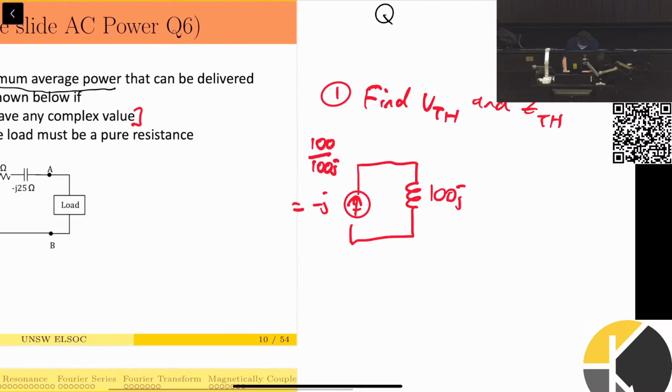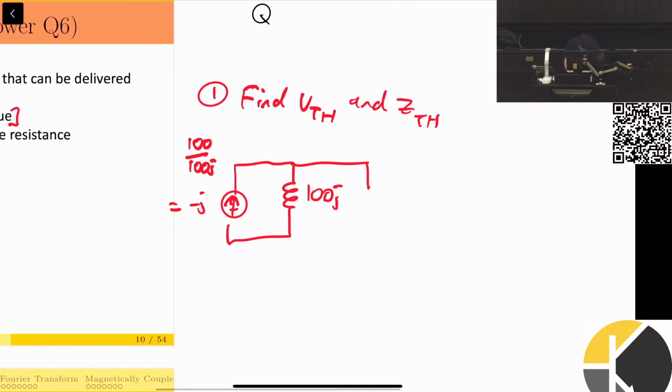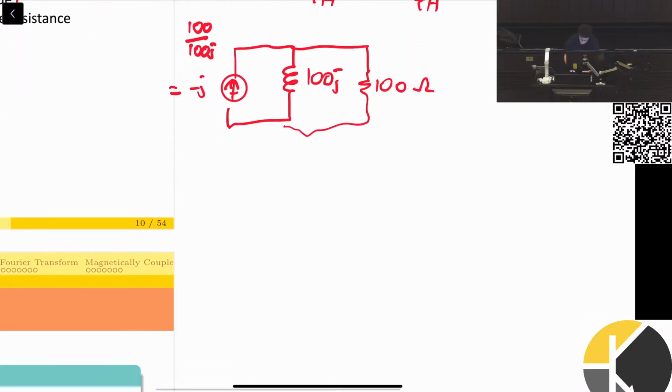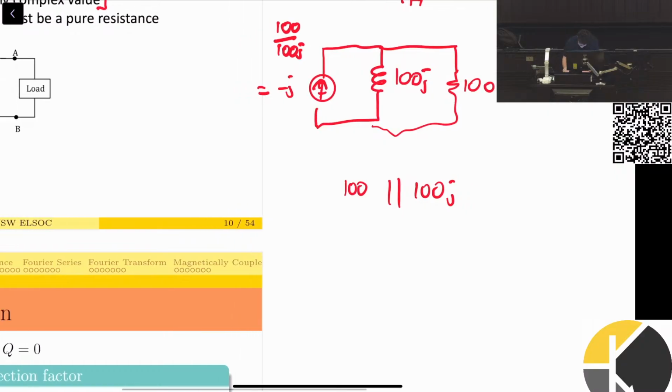And then we have this resistor already here. Forget about the rest of the circuit for now. You don't need to draw the whole circuit. We'll draw it all in a bit. Then we're going to add these together. We're going to do them in parallel, which is 100J in parallel with 100. We can do all the calculations at the end. And we're going to source transform it back into a voltage source.